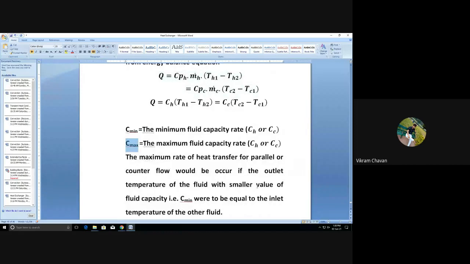I will read this condition: the maximum rate of heat transfer for parallel or counter flow would occur if the outlet temperature of the fluid with the smaller value of fluid capacity, that is C minimum, were to be equal to the inlet temperature of the other fluid.